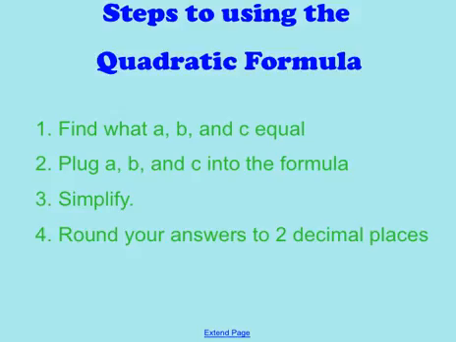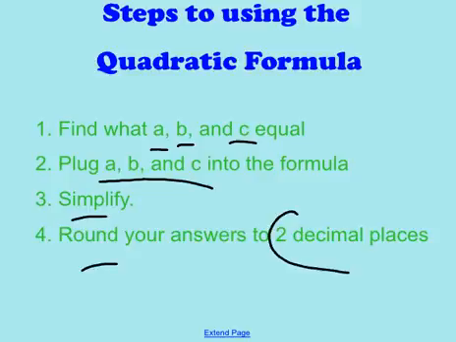So what you want to do is find what A, B, and C equal. That's all we did in notes 1 and 2. Then we plug A, B, and C into the formula. We simplify and round your answer, right here, to 2 decimal places.